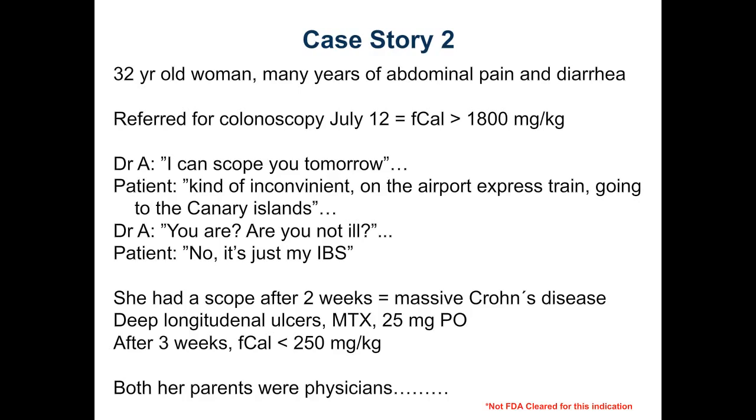She had massive Crohn's disease, deep longitudinal ulcers. I put her on a drug called methotrexate, 25 milligrams PO once a week. After 3 weeks, her calprotectin was down to below 250, meaning mucosal healing.